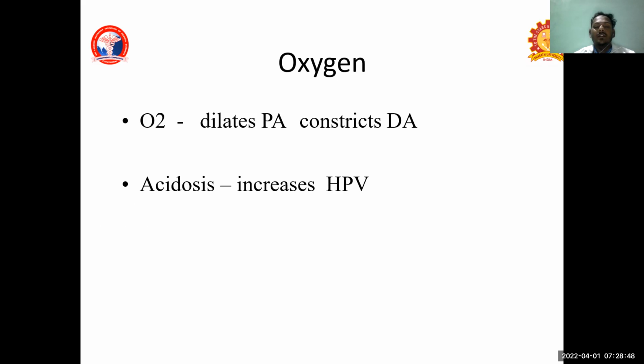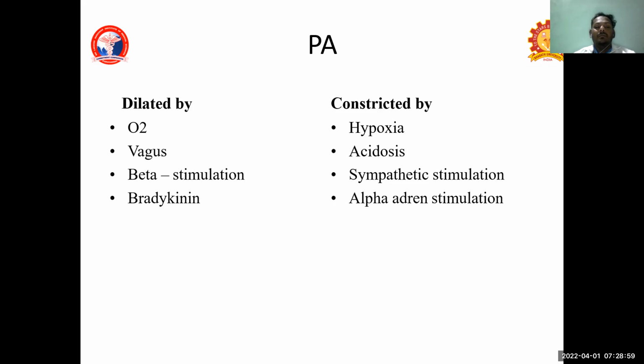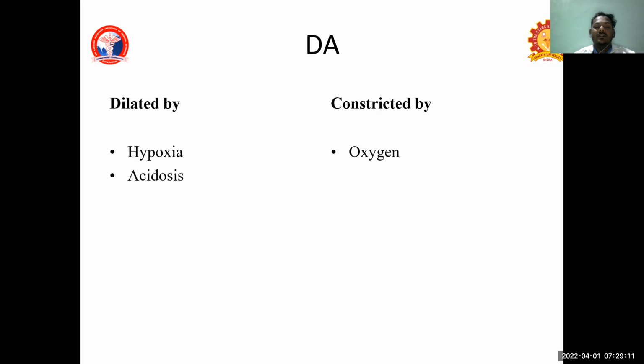Oxygen dilates the pulmonary artery and constricts the ductus arteriosus. Acidosis increases the hypoxic pulmonary vasoconstriction. The pulmonary artery is dilated by oxygen, vagus, beta stimulation, and bradykinin, and constricted by hypoxia, acidosis, sympathetic stimulation, and alpha adrenergic stimulation. The ductus arteriosus is dilated by hypoxia and acidosis, and constricted by oxygen.